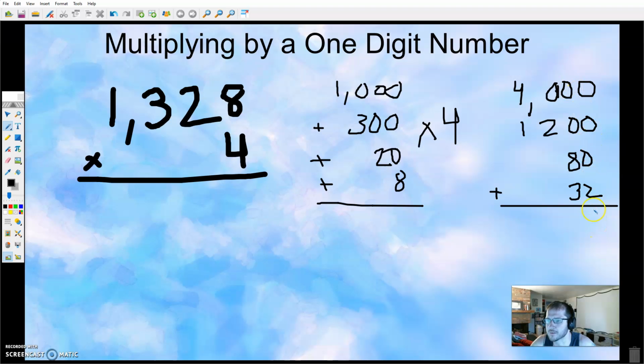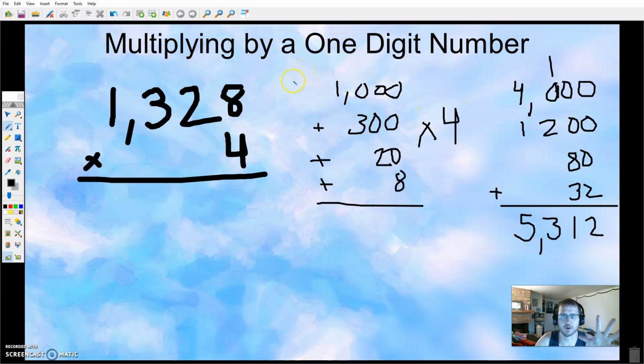So 0 plus 0 plus 0 plus 2, that's a hard one. 8 plus 3 is 11. Remember, I've got to regroup my 1. 1 plus 2 is 3. And 4 plus 1 is 5. So our answer would then be 5,312. That is our partial products way of solving this.